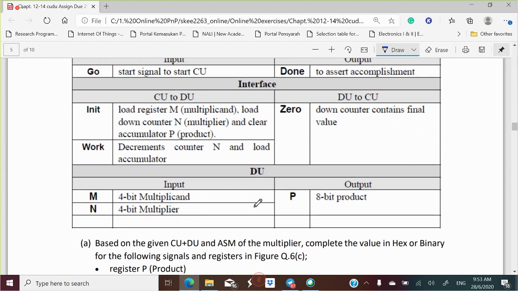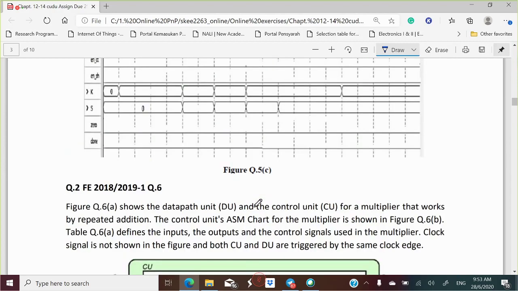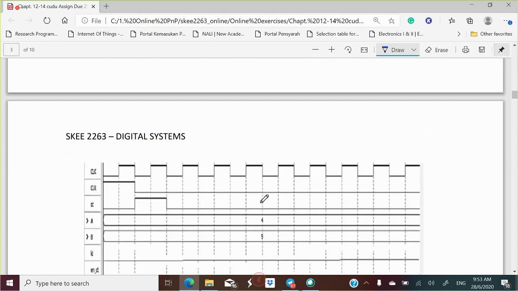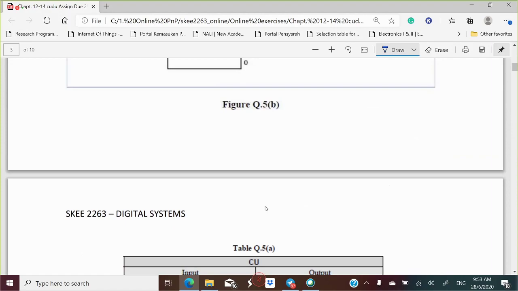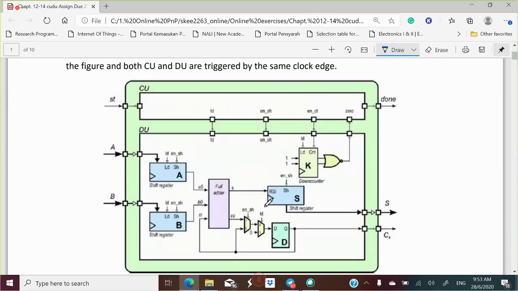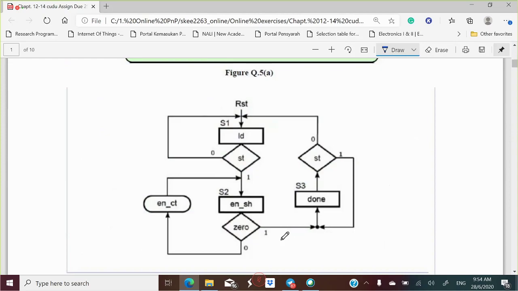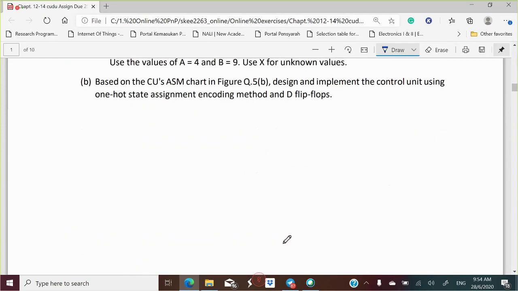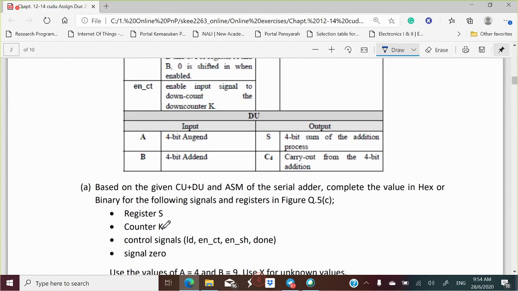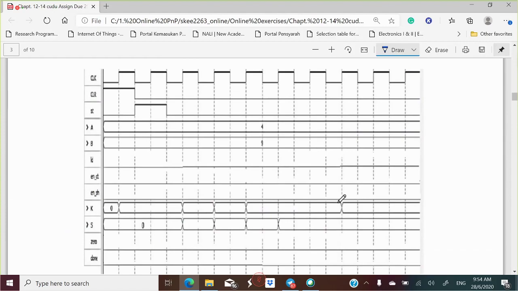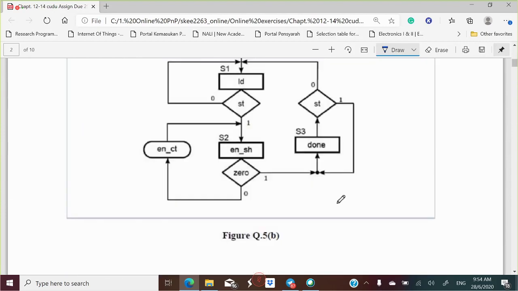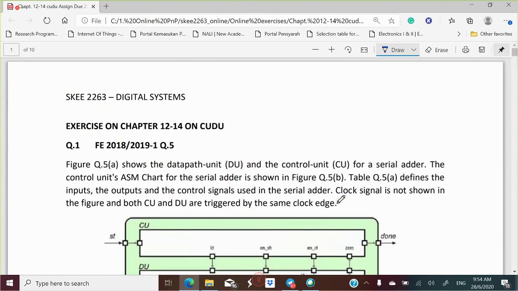Next is question. What question do you want to do? Who else is ready? What about question 1? I think we don't need to explain much on the serial adder, because we have seen a number of demos explaining this one. Just want to verify this one, register S, counter K, and signal 0. So how do we fill up this one? Who is doing this? This is 2018-19 question 5.